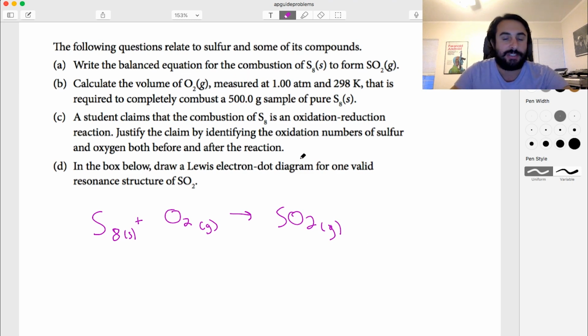Now we got to balance it. Again, pretty easy. We've got 8 sulfurs on the left, only 1 on the right. So we got to put an 8 right there. And then now we have 16 oxygens on the right there. So we've got to have 16 oxygens on the left. So we've got 1, 8, 8. That's the ratio there. That is the balanced equation. So this one's good to go.